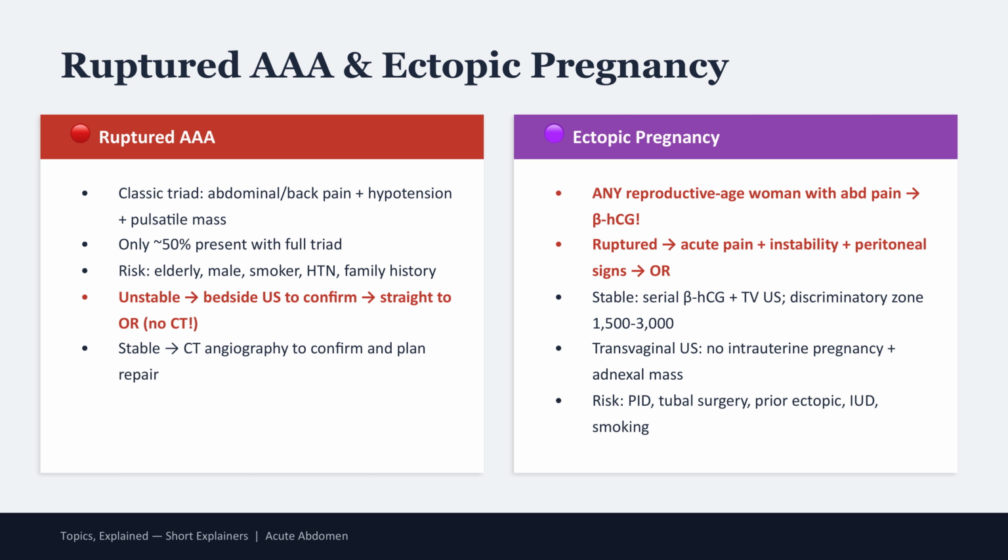Ectopic pregnancy is why you check a beta HCG on every reproductive age woman with abdominal pain, no exceptions. Rupture presents with acute pain, hemodynamic instability, and peritoneal signs. That's an OR case, not a serial HCG and wait case. In stable patients, transvaginal ultrasound combined with serial beta HCG levels establishes the diagnosis.